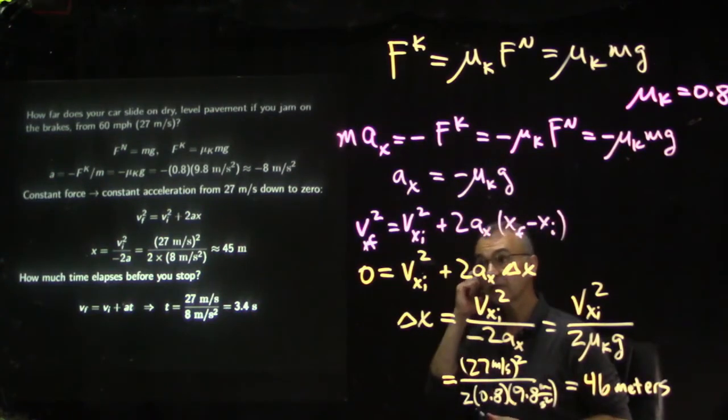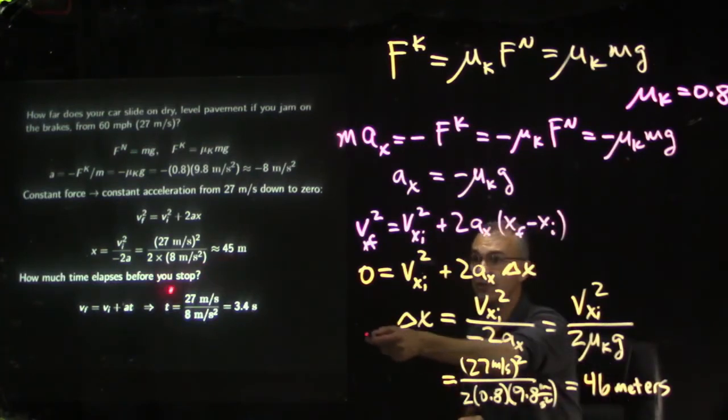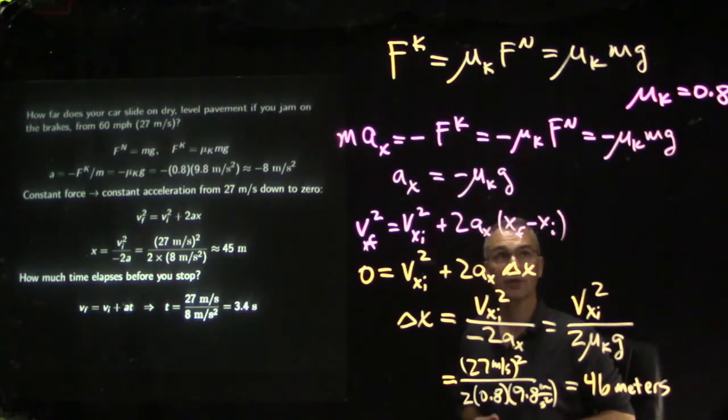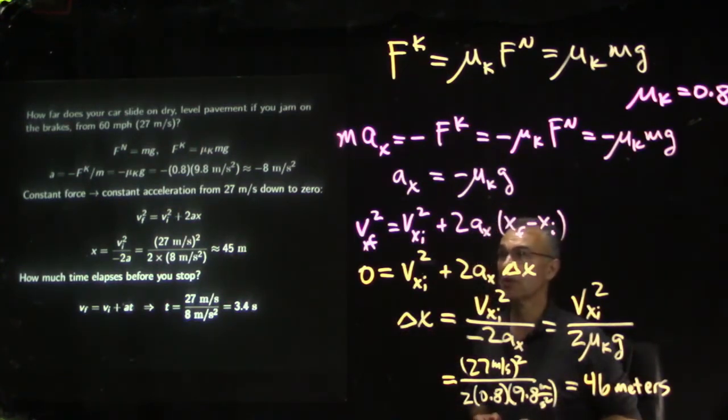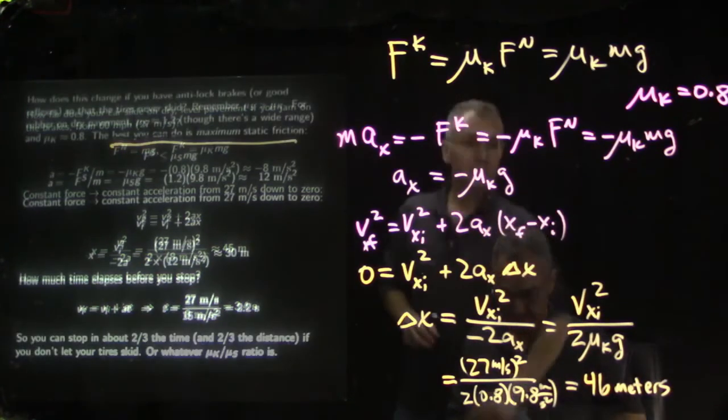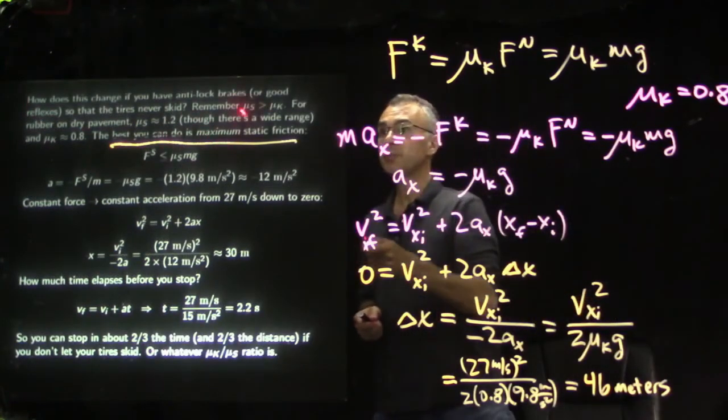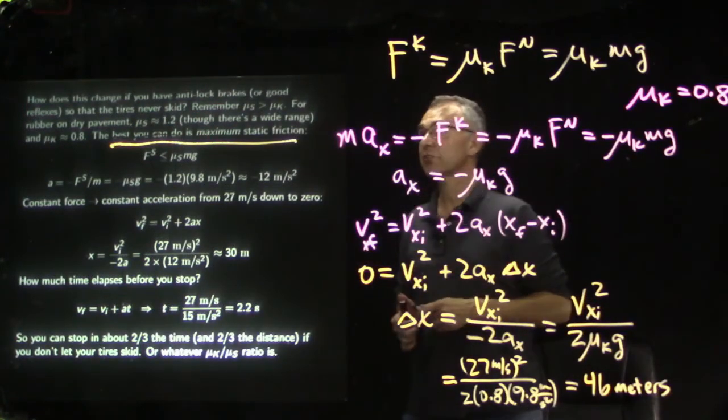By the way, how long does it take you to stop? Well, you could say 27 meters per second, slowing down at 8 meters per second squared, right? That's 0.8 g. It takes you about 3.5 seconds to stop, starting from 60 miles per hour on dry level pavement. Then you can ask, could you do better if you have anti-lock brakes?